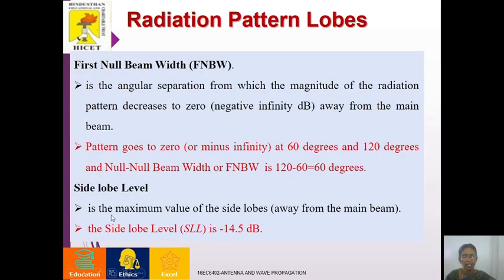Side lobes. Side lobes give the maximum value away from the main beam. So, the side lobe is a part of the minor lobe, and here the side lobes exist at minus 14.5 dB.